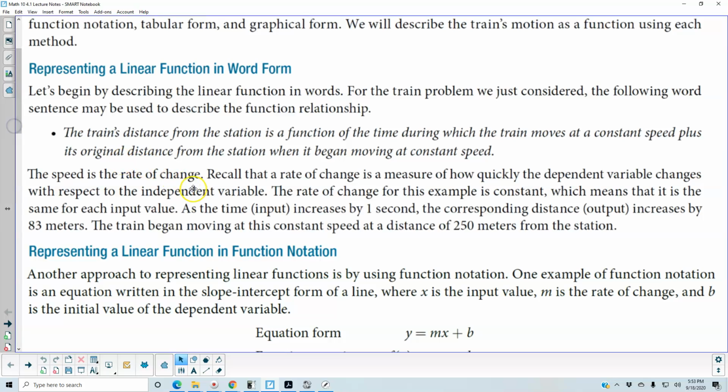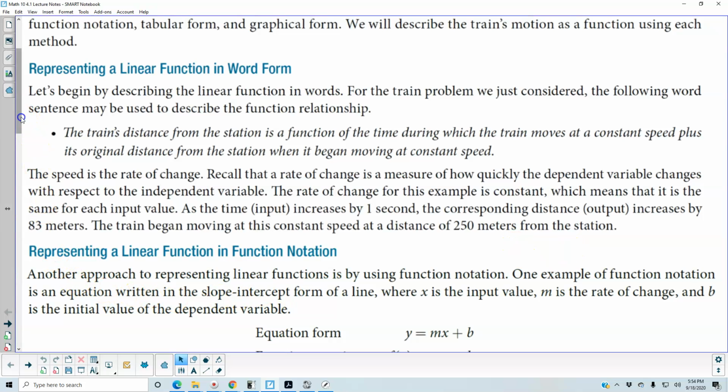Now, the speed is the rate of change. Recall that a rate of change is a measure of how quickly the dependent variable changes with respect to the independent variable. The rate of change for this example is constant, which means that it is the same for each input value. As the time input increases by 1 second, the corresponding distance, the output, increases by 83 meters. The train began moving at this constant speed at a distance of 250 meters from the station.